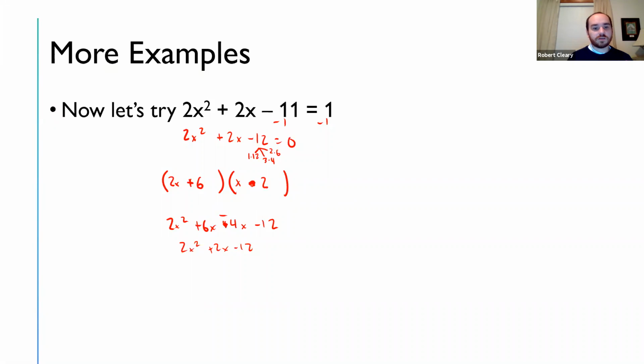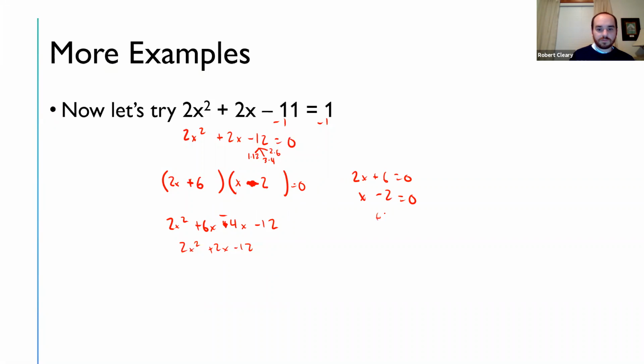So that's one of the ways you can just switch things with guessing and checking. If you get things wrong, a lot of the times you're going to be close, so you can just replace one thing. So anyway, now that we have our two factors, we're going to set each one equal to 0. So we have 2x plus 6 equals 0. We have x minus 2 equals 0.